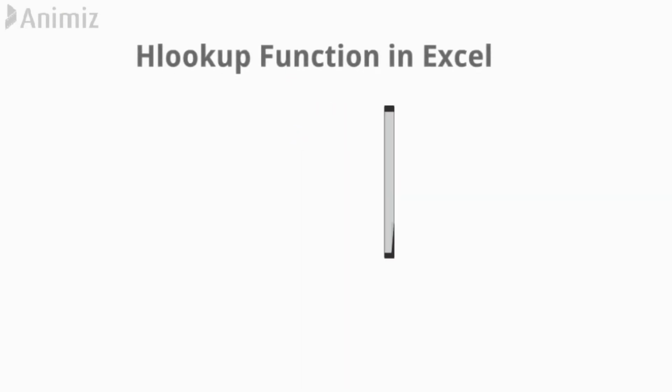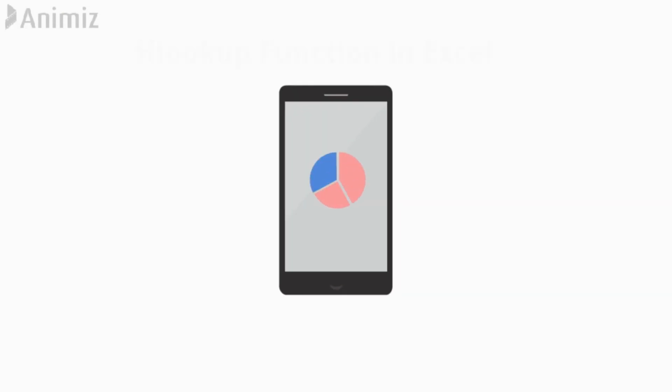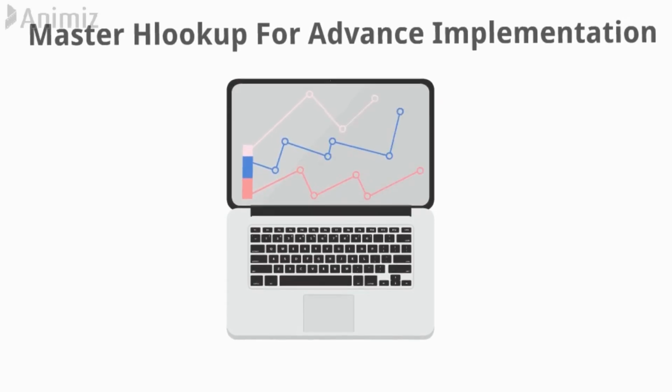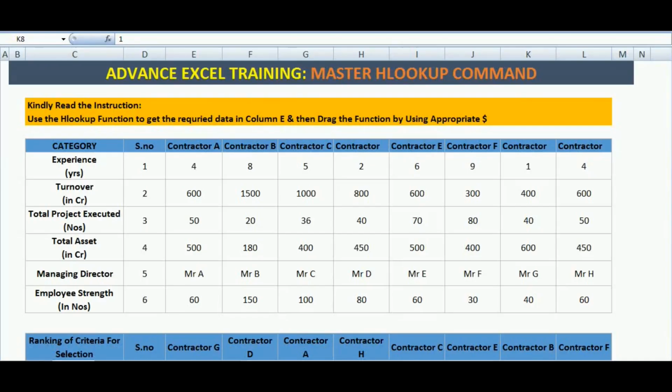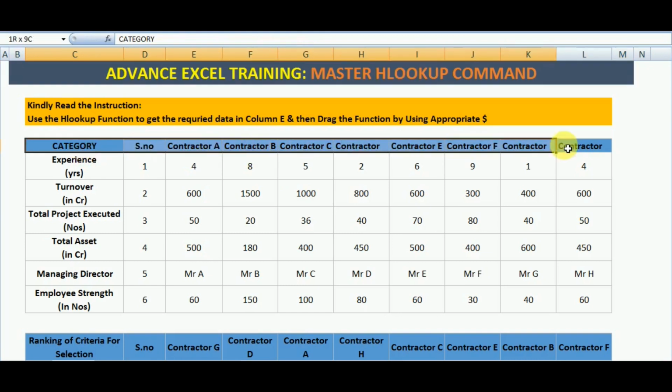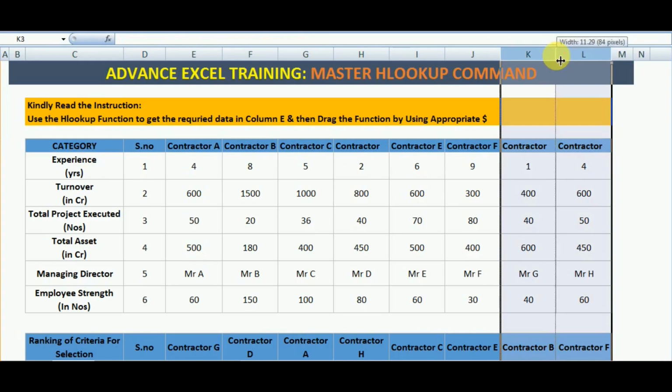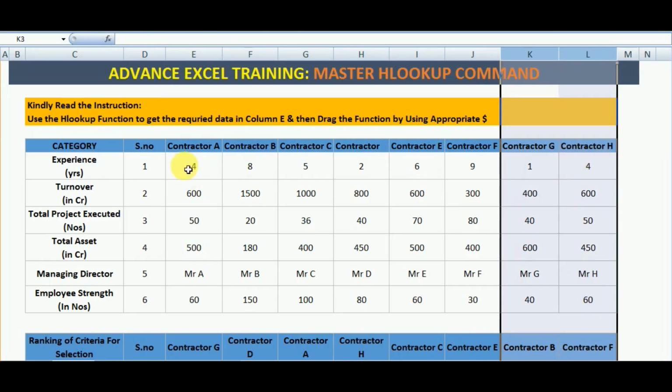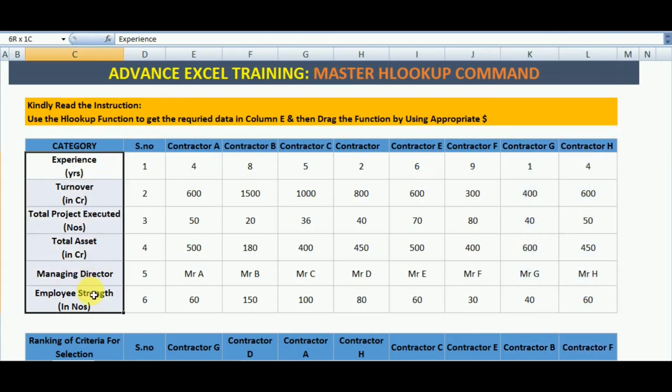In this session, we will master the HLOOKUP function in Excel so that we can implement it in advanced Excel. Now, a task has been designed so that we can understand the HLOOKUP function in depth. Here we have a list of contractors from contractor A to contractor H, and details are given for each of these contractors. There are 6 different details provided for each contractor.